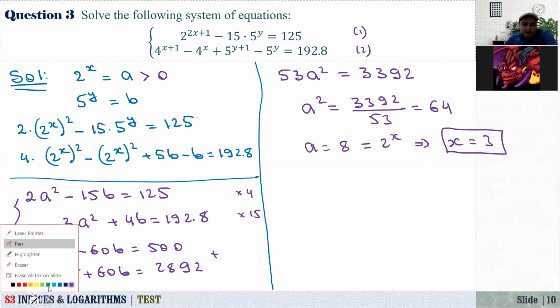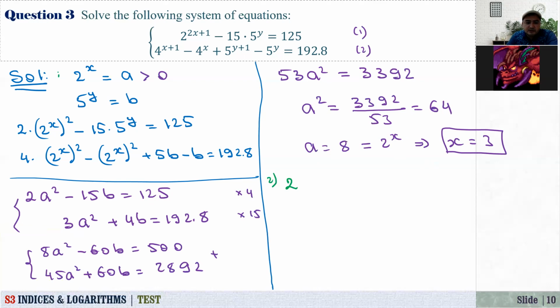So if you just substitute this result into the first equation, let me just write it as the second step. This one is the first step. 2 to the power of, what is 3? x is 3. 2 times 3 is 6. 6 plus 1 is 7. So here we have 2 to the power of 7 minus 15 times 5 to the power of y equals 125.